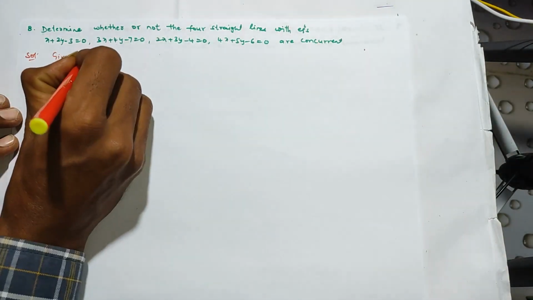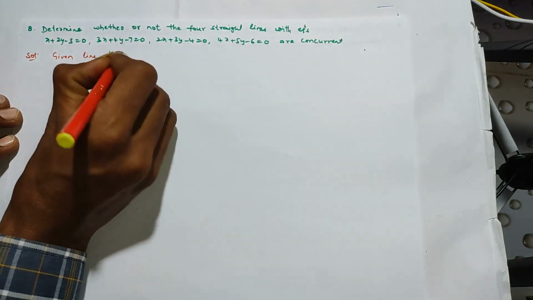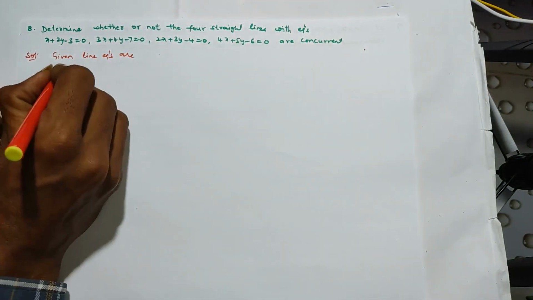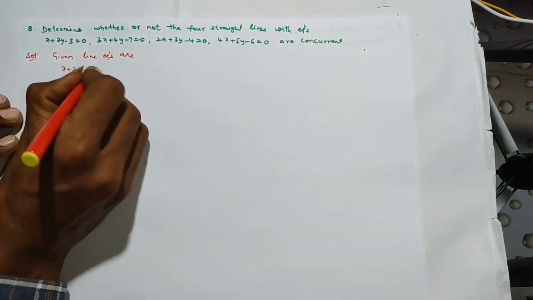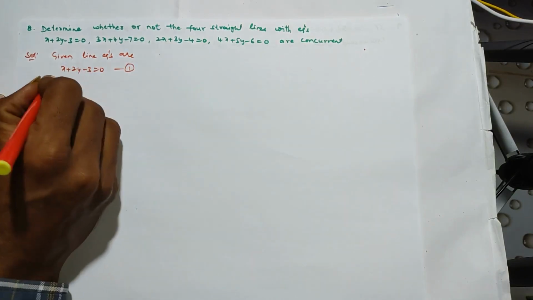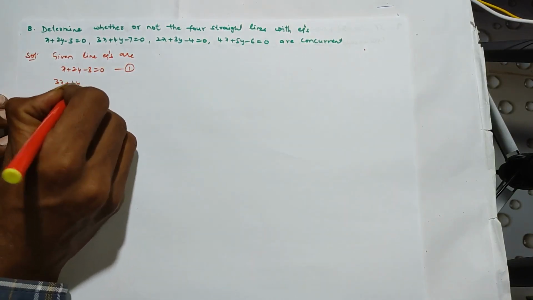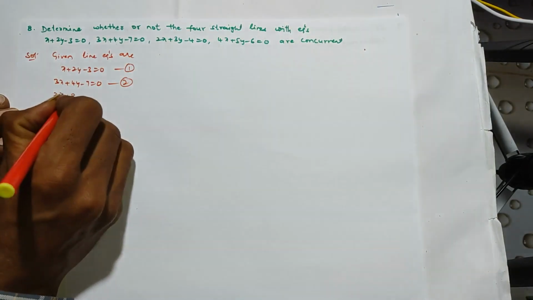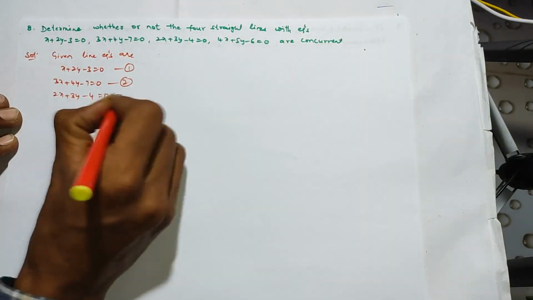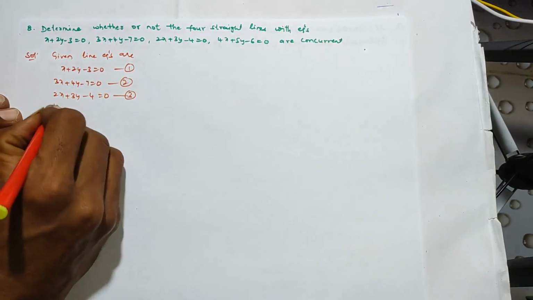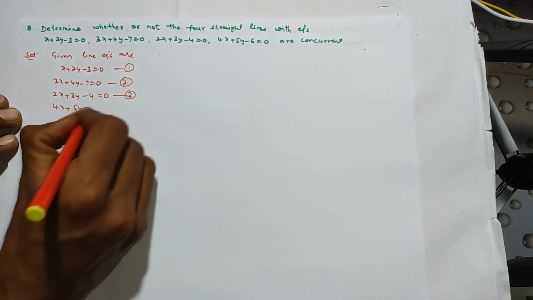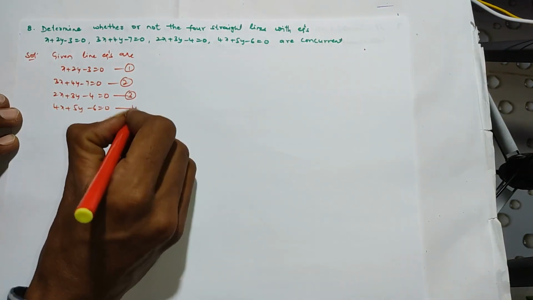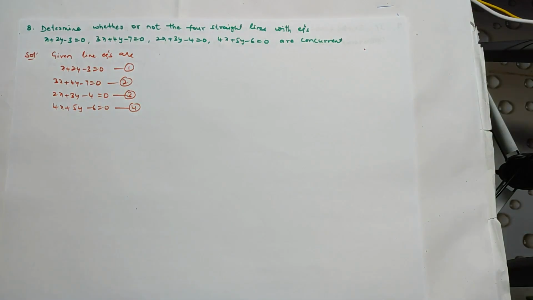Given line equations are x + 2y - 3 = 0, 3x + 4y - 7 = 0, 2x + 3y - 4 = 0, and 4x + 5y - 6 = 0. These are the 4 line equations.